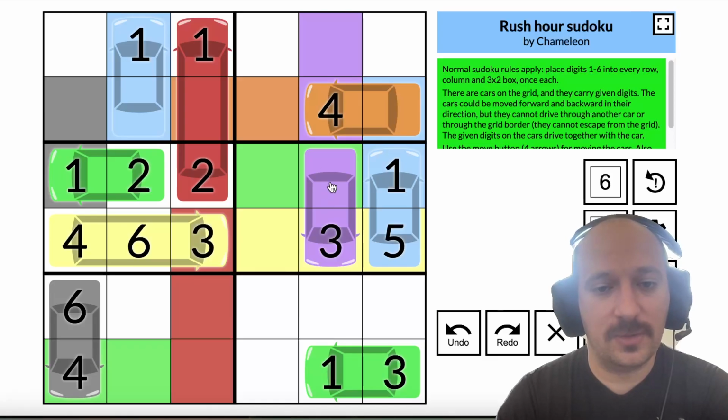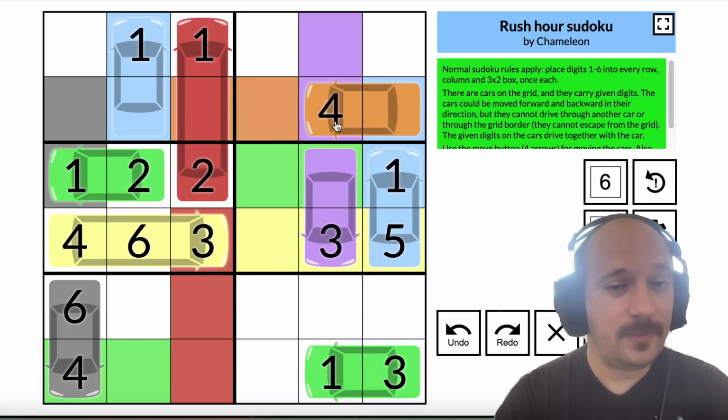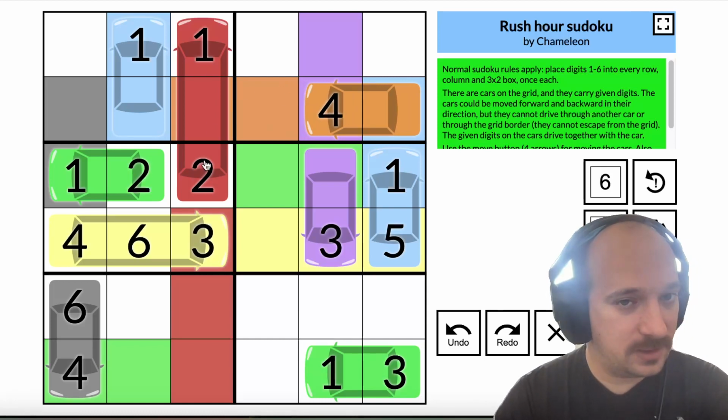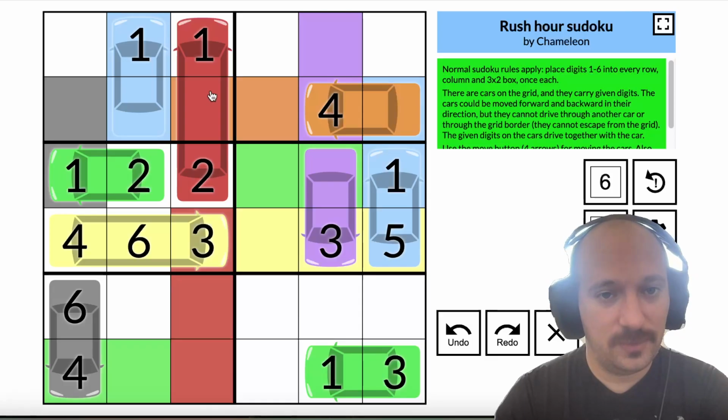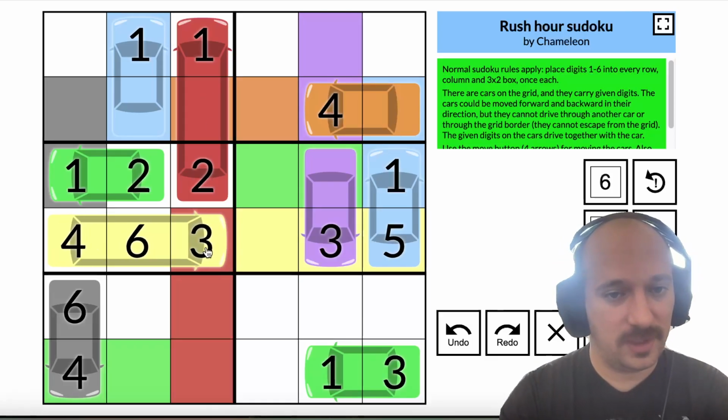It must move the orange. So, in order to have the purple here, we need to have the orange out of the way. Right now we cannot do that. In order to have the orange out of the way, we must move this one. In order to move the red one out of the way, we must move the yellow one.